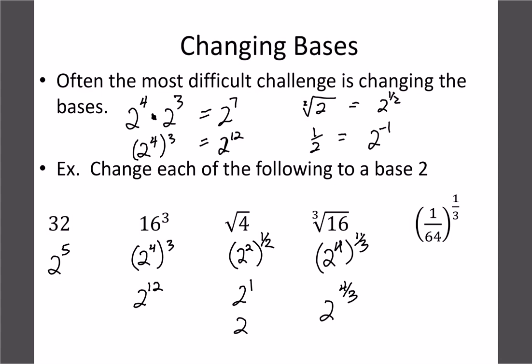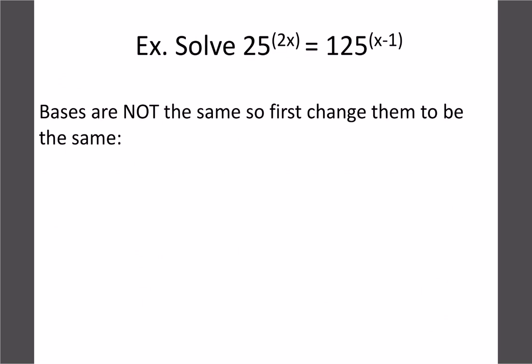And our last one, we've got 1 over 64. So just worry about the 64. 64 would be 2 to the 6. Because it's 1 over, that would make it negative 6, and then we have a third, so negative 6 times a third would be negative 2. And that's it. So the hardest part often is just rearranging those bases, and once you have that, the rest of the equation is pretty good.